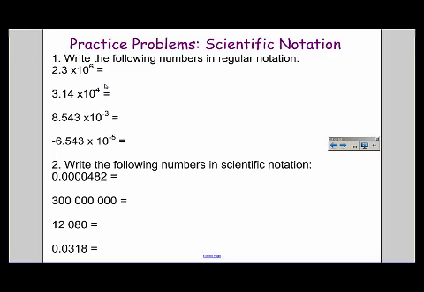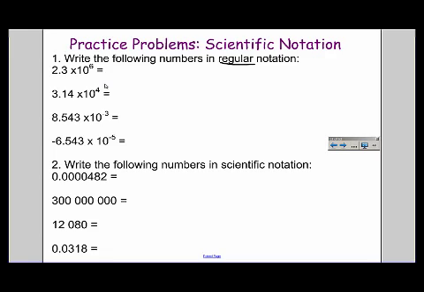So let's do some practice problems, shall we? Number 1 says write the following numbers in regular notation. Regular notation is how we usually will write a number. So 2.3 times 10 to the 6 is already in scientific notation. We're going to change it back to a regular number.